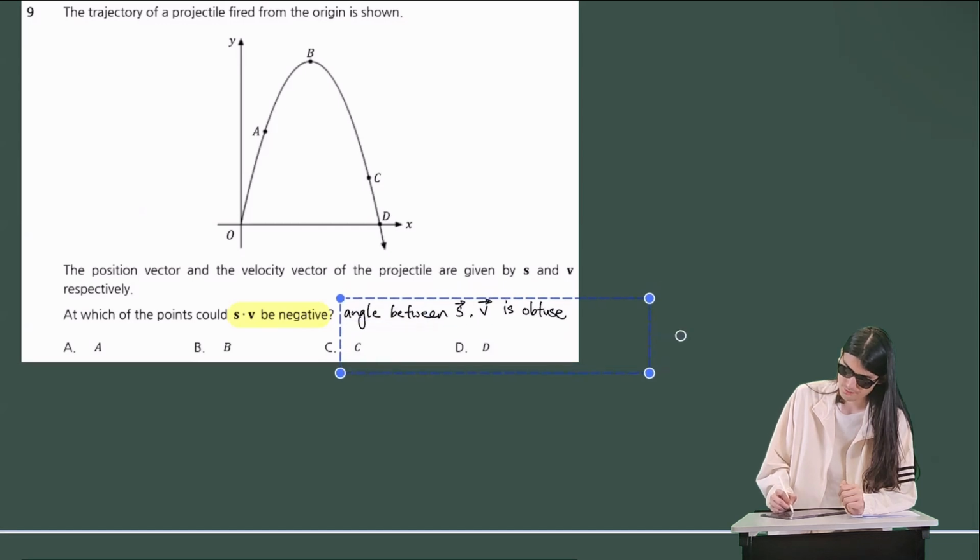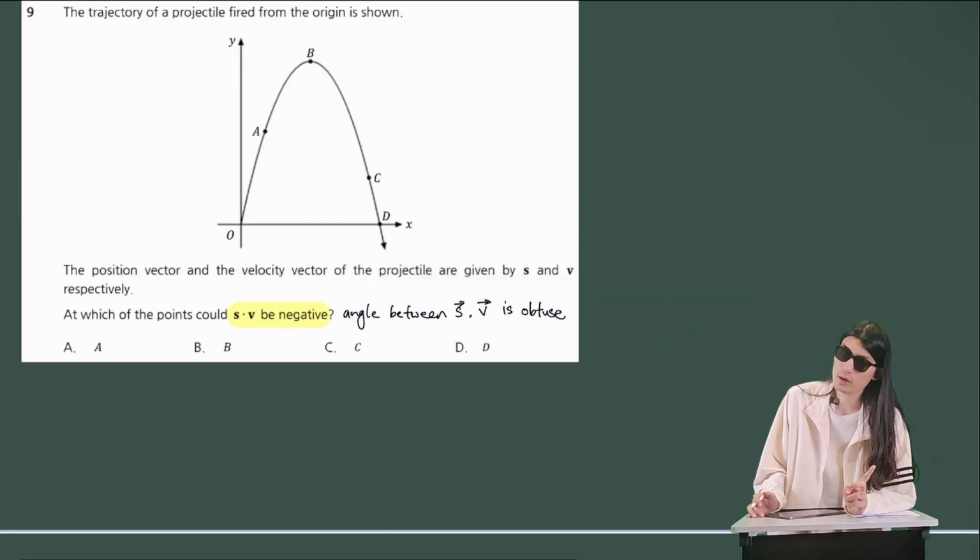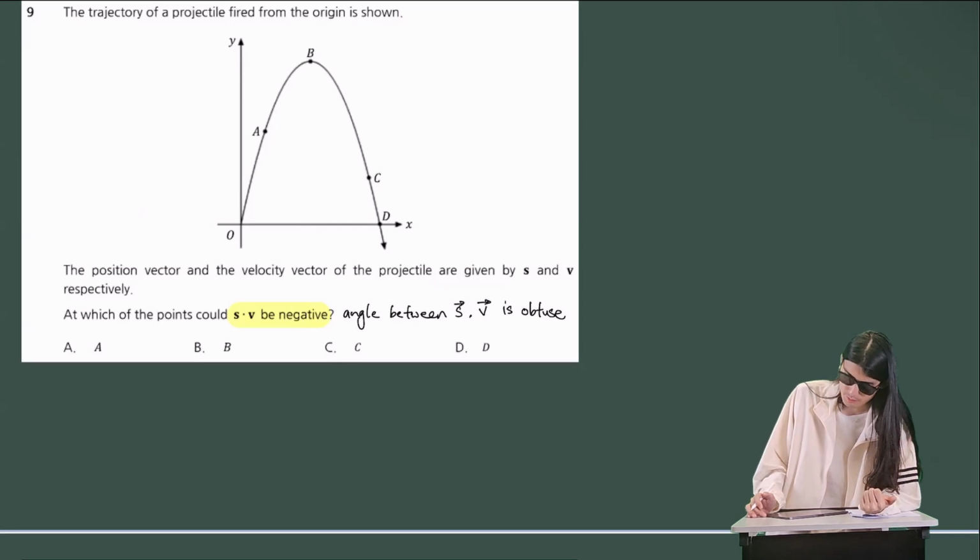Of course, vice versa. If the dot product is positive, then that's an indication that the angle between the 2 vectors that you took the dot product of is acute. But here it's negative, so obtuse. And in case it's perpendicular, the dot product is equal to 0, isn't it? So then we just need to pick the point at which the displacement vector from the origin and the velocity vector at that point can have an obtuse angle between them.